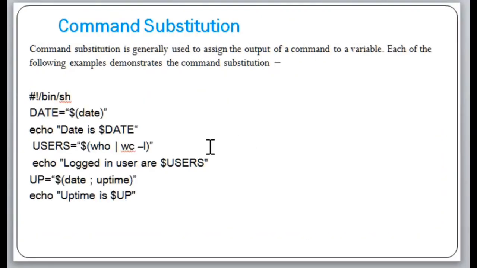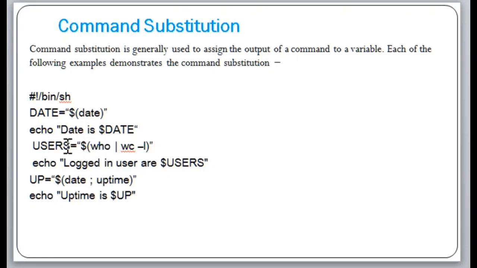Some more on command substitution here. Command substitution is generally used to assign the output of a command to a variable, and this is very useful for when we're writing scripts. Each of the following examples demonstrates command substitution. The first one here, we're going to substitute the variable date with the actual command date. So when we echo "date is" and the variable date, we're going to get the output: the date is, and whatever the date is.